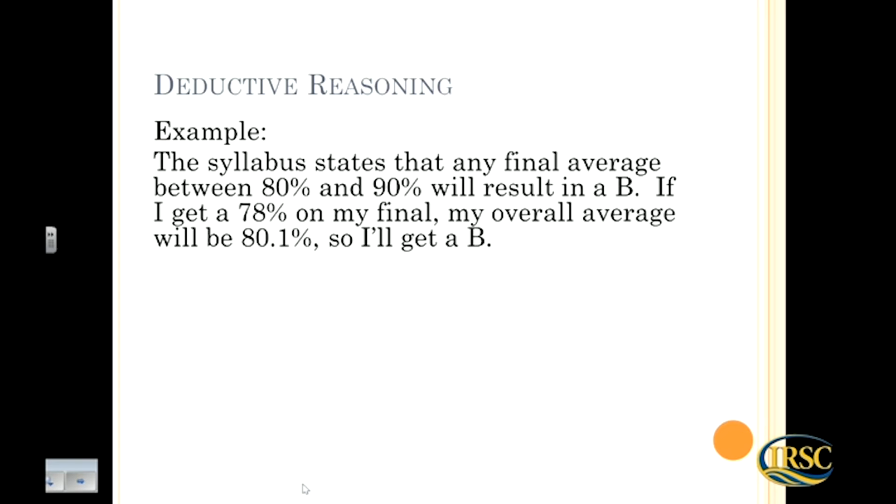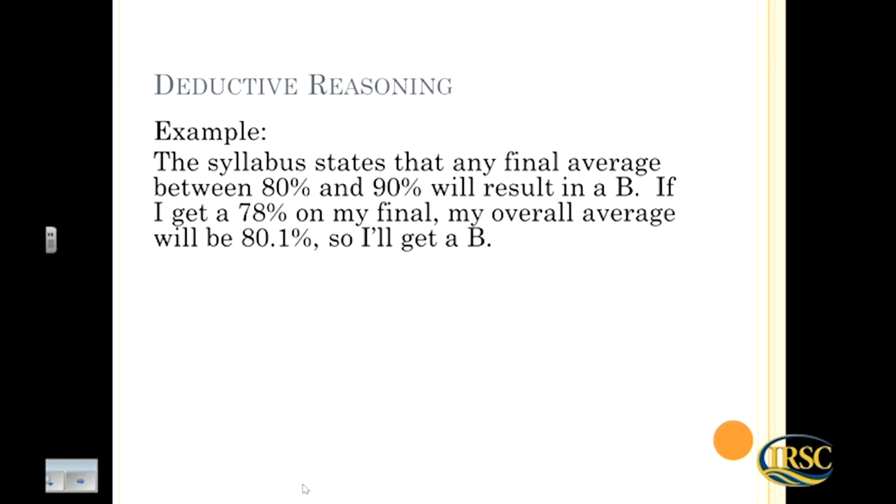Okay, so an example. The syllabus states that any final average between 80% and 90% will result in a B. If I get a 78% on my final, my overall average will be an 80.1%, so I'll get a B. Is this person correct? How do you know they're correct? Because what? Because the syllabus said that, right? So you're basing your conclusion off what was said in the syllabus, a general statement that you know to be true, okay? And so that's the difference between deductive and inductive.